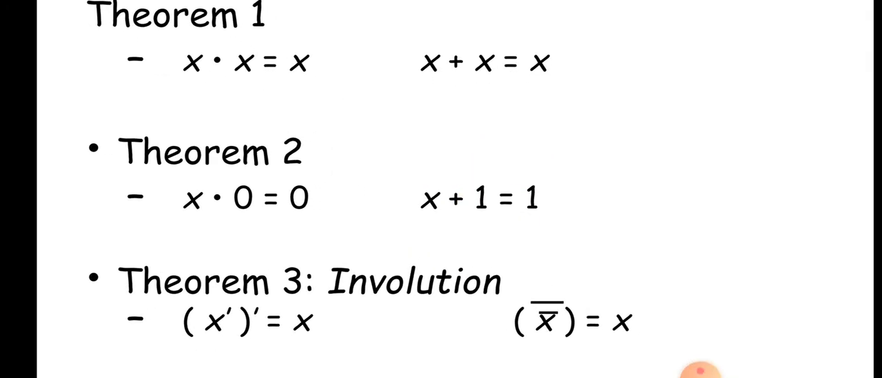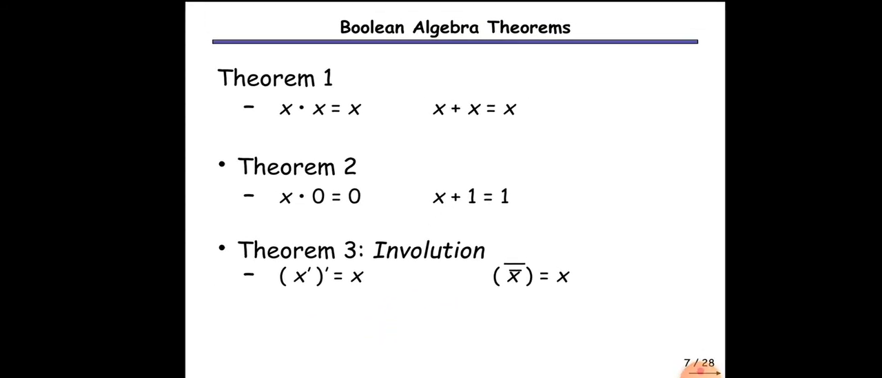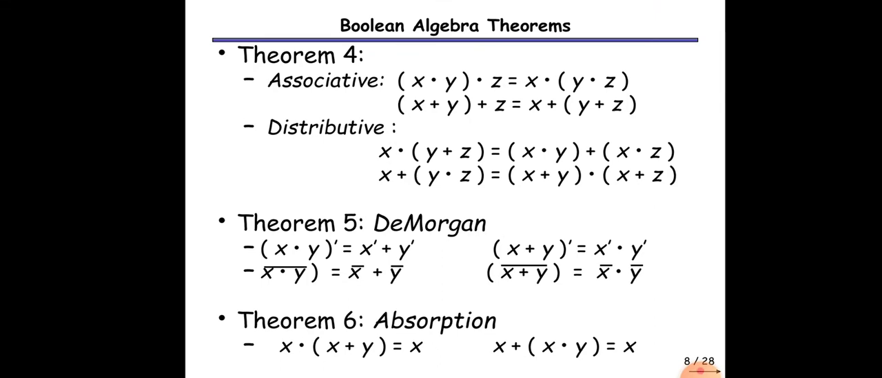The double complement, the complement of x complement, will give the original value x. Same with x double bar, it will give the original value x. Then these are the theorem number 4, associative.